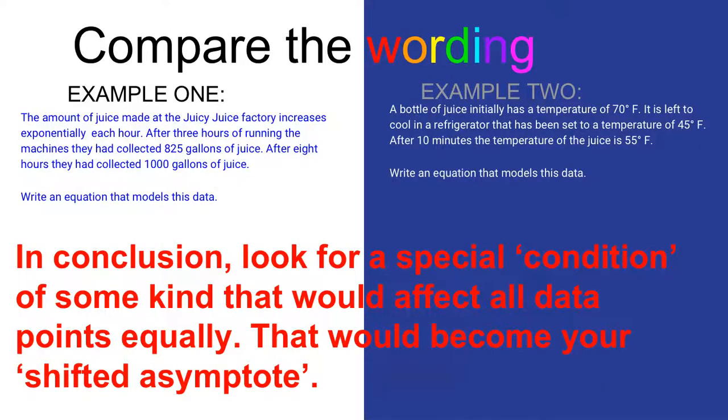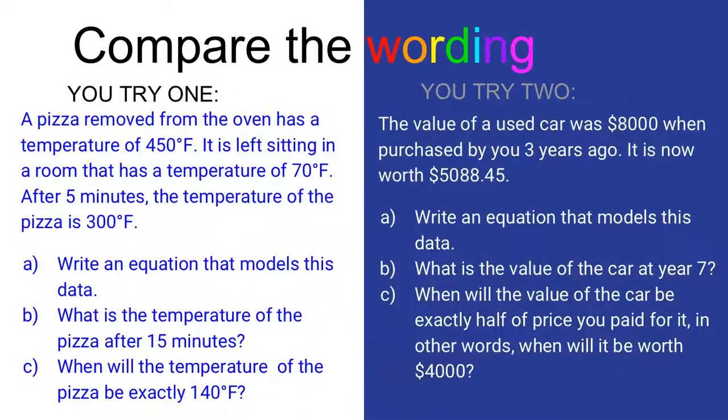So, in conclusion, look for a special condition of some kind that would affect all data points equally. That would become your shifted asymptote, and you would take those numbers out so you could make your calculation.